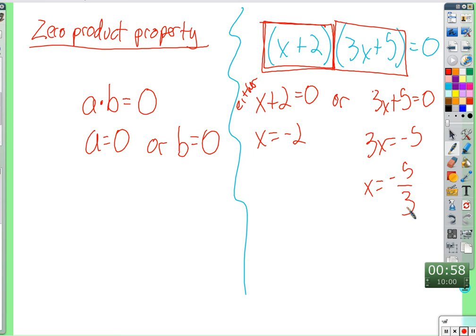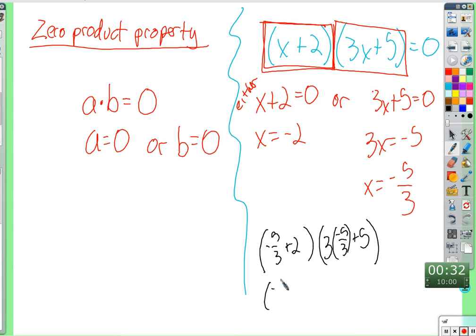If x is negative 5/3, let's try that one out. We're just going to test it out. We're going to plug it back in up here, see if we get 0. Now, when we plug it in, we've got to plug in negative 5/3 to both of them. Negative 5/3 plus 2, 3 times negative 5/3 plus 5. What's this going to be? I'm not even going to bother finding a common denominator and all that kind of thing, because what's going to happen here is 3 cancels with 3. You get negative 5 plus 5, which is 0. Then 0 times negative 5/3 plus 2. Whatever that number is, it doesn't even matter, right? Because 0 times that number will be 0.